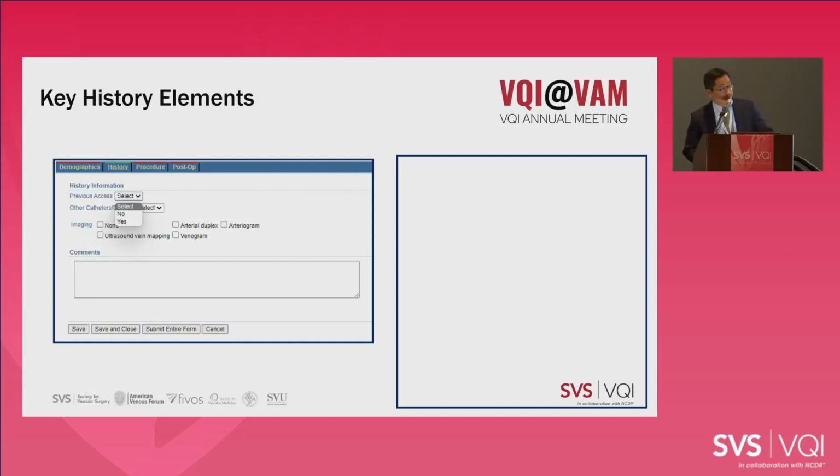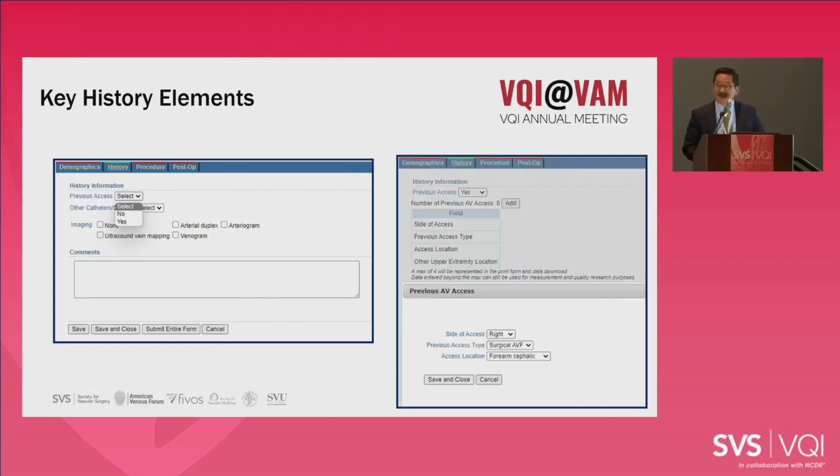Some of the key history elements, you want to be able to capture what previous surgeries, what previous accesses they have. This is typically quite important to understand the risk factors for failure of a fistula. Typically, patients who have had other failed surgeries in the past will be at higher risk for failure in the future as well.